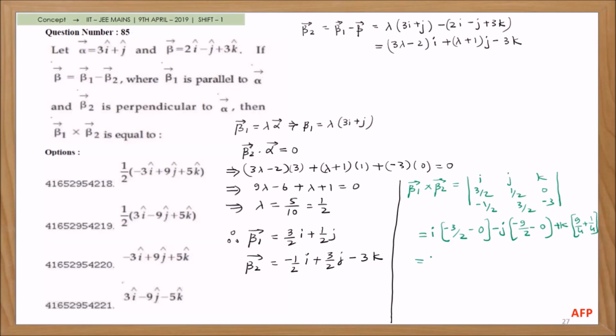So this implies minus 3 by 2 i plus 9 by 2 j, and you are having 10 by 4, which is nothing but plus 5 by 2 k. So this 1 by 2 you can take outside: 1 by 2 times minus 3i plus 9j plus 5k. So this is the vector we got. So which option does it follow here? Option 1 it follows.